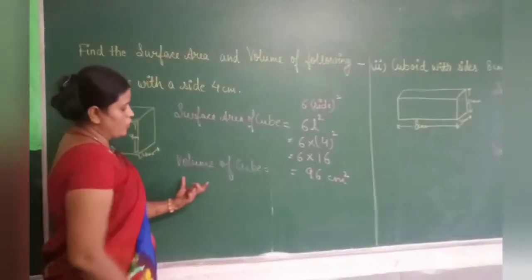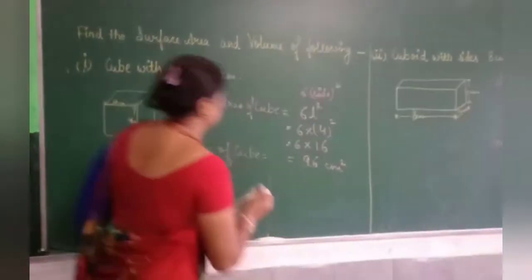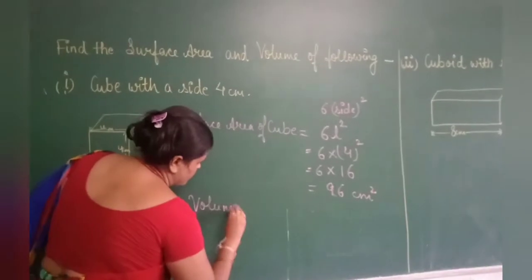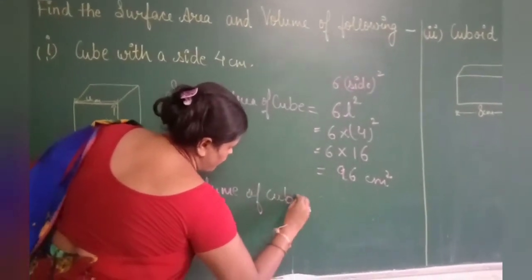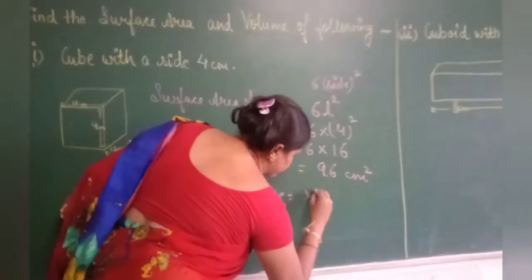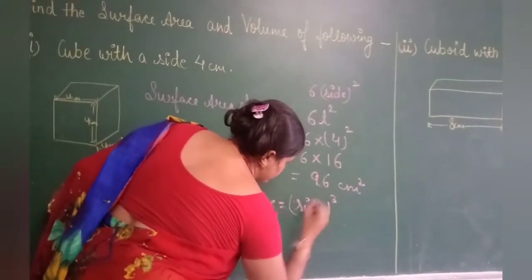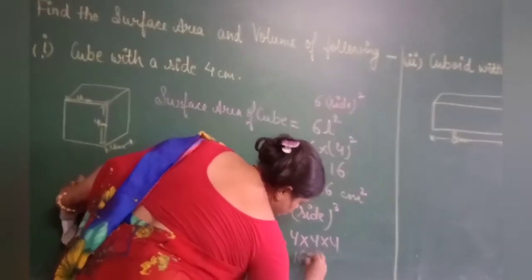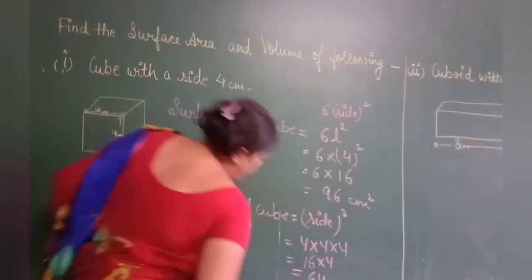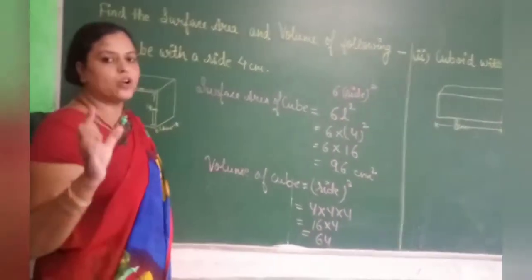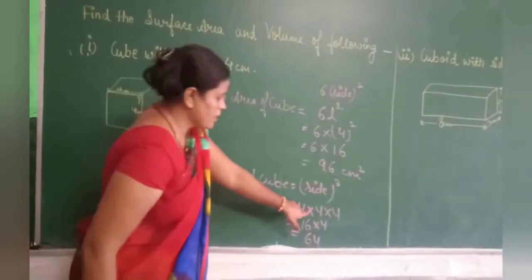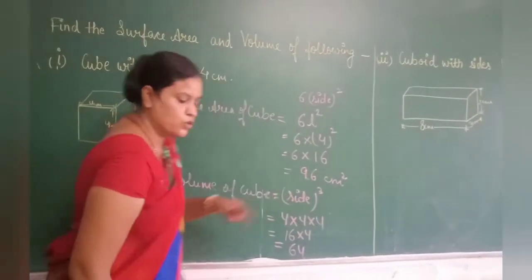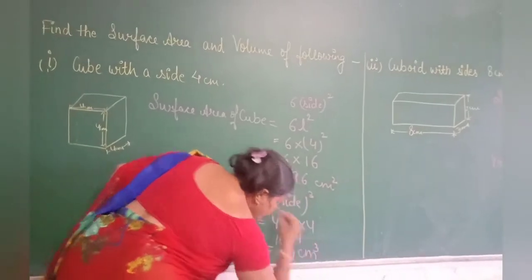Now the volume of the cube. The formula of volume of a cube is side cube, side into side into side. Here we have 4 into 4 into 4, which is equal to 64. This is volume, and volume is always in cube, so the unit will be centimeter cube.